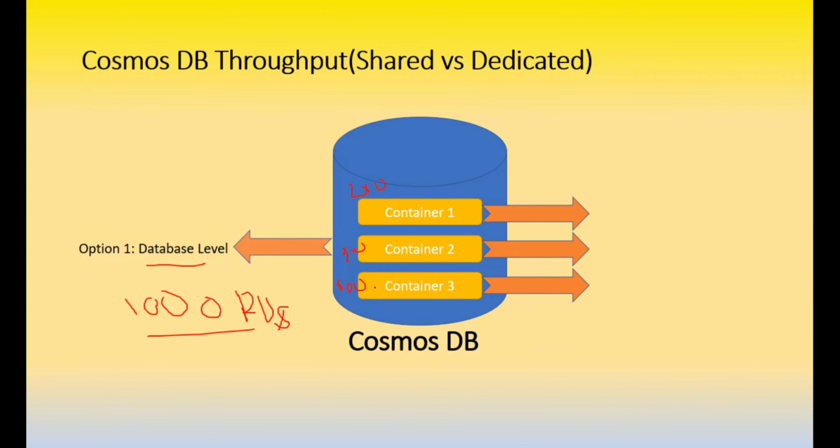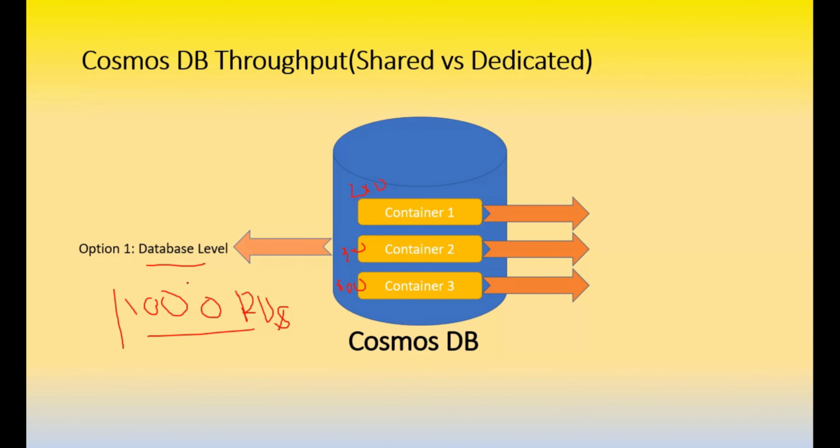So how is it deciding? How is container 1 getting 200, container 2 getting 200, but container 3 getting 600? This will be decided by the Cosmos DB itself, so we cannot intervene here. That depends on multiple factors: the data workload, the data volume, or the partition key that you are using, and basically the total workload at a given point of time. That will decide how much of the RUs defined at the database level each container will use.